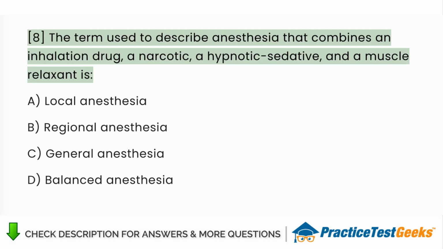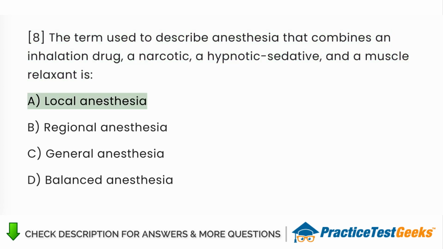The term used to describe anesthesia that combines an inhalation drug, a narcotic, a hypnotic sedative, and a muscle relaxant is A. Local anesthesia. B. Regional anesthesia. C. General anesthesia. D. Balanced anesthesia.